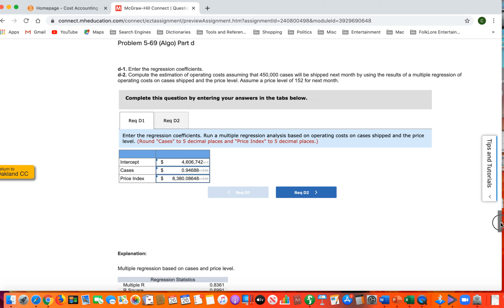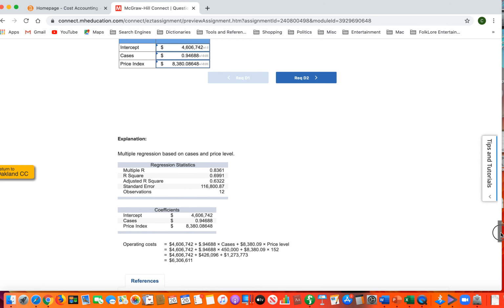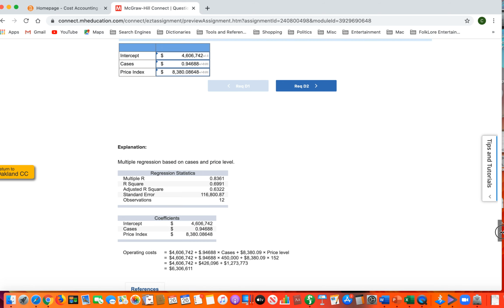4,606,742 plus, open parenthesis, 0.94688 times the number of cases, close parenthesis, plus, open parenthesis, 8,380.08648 times the price index. And you'll get a number.